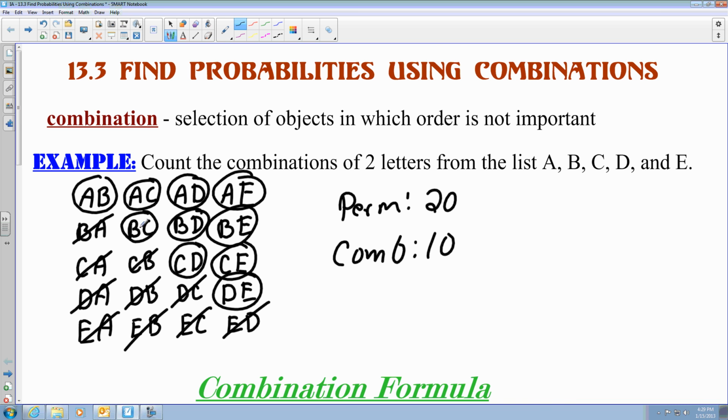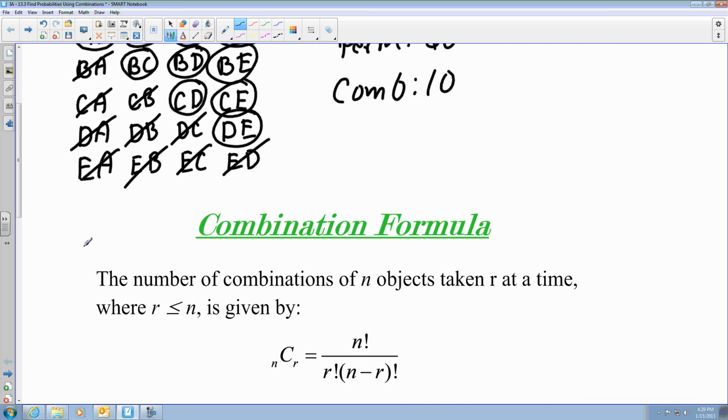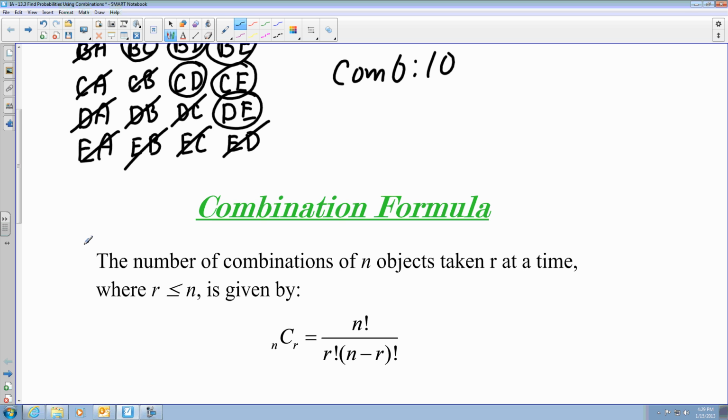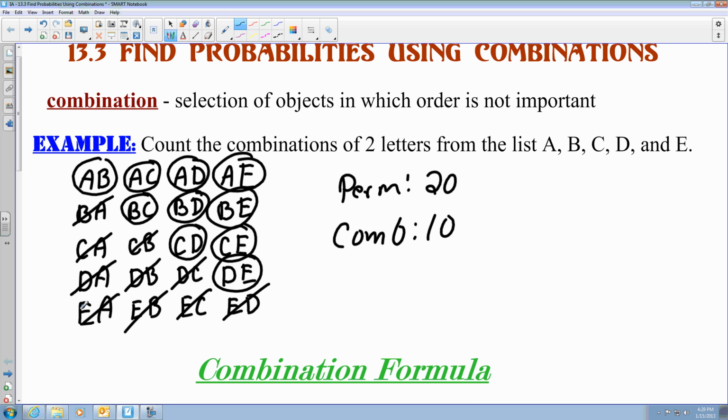And yes, there's also a formula for this. The combinations formula is, if we have a number of combinations of n objects taken r at a time, where r is less than or equal to n, it is given by n factorial divided by r factorial times n minus r factorial. So for this particular sequence, this would be C, and we'd have 5, and we'd have arrangements of 2.